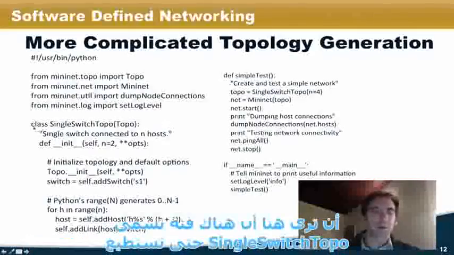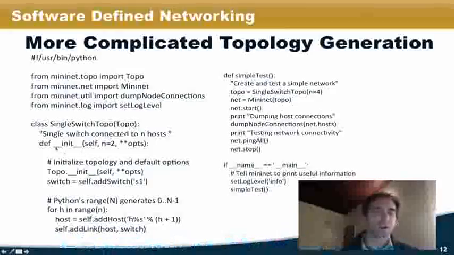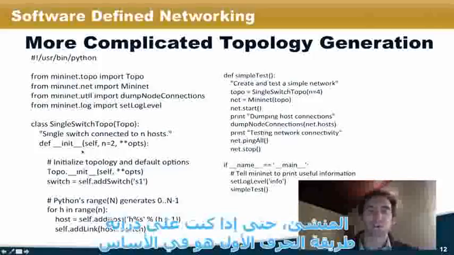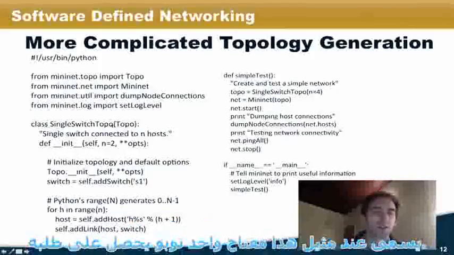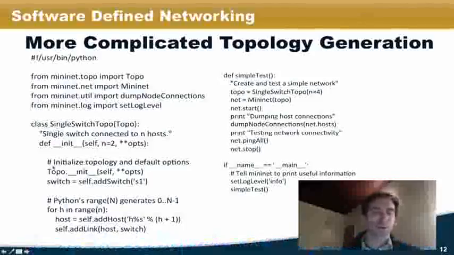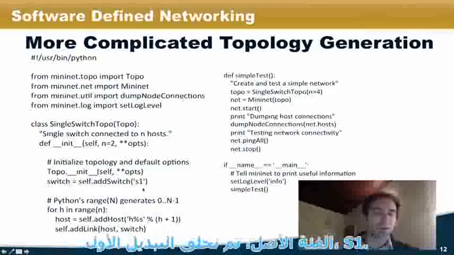So you can see here that there is a class called SingleSwitchTopo, which is a subclass of the Topo class, which we have imported here. The init method is basically a constructor. So if you're familiar with object-oriented programming, that is the method that gets called when an instance of this SingleSwitchTopo gets invoked. So the first thing we do is call the constructor of the parent class, and then we create the first switch, s1.